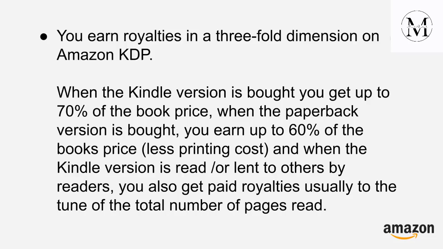So they can read your book and keep flipping the pages. As they keep flipping the pages, based on the number of pages they read, Amazon is going to calculate and send you your royalties. And that's how it really works. So three dimensions: you earn your royalties from the Kindle version when it's bought, 70% of the book price. You earn 60% of the book's price for printing, that's the paperback, and you also earn royalties based on the number of pages being read by people online.